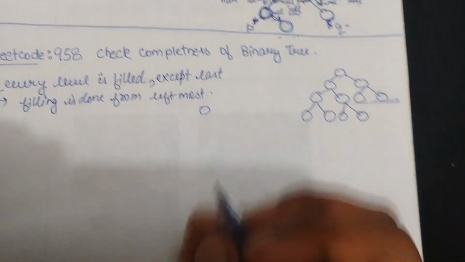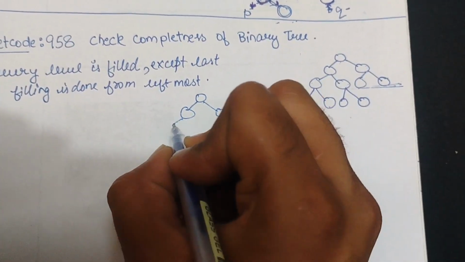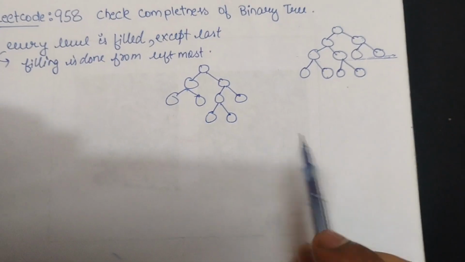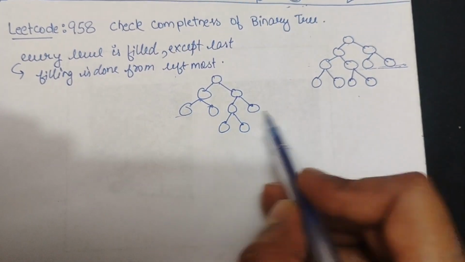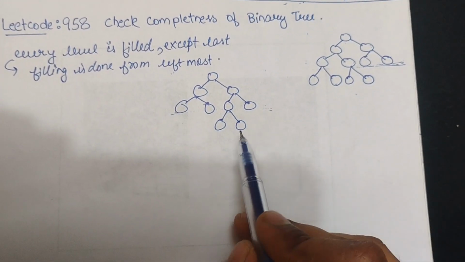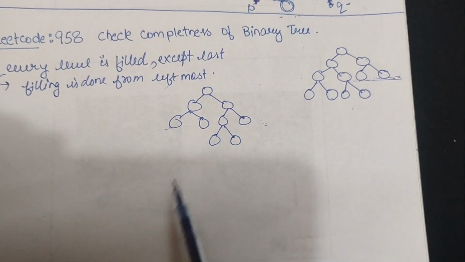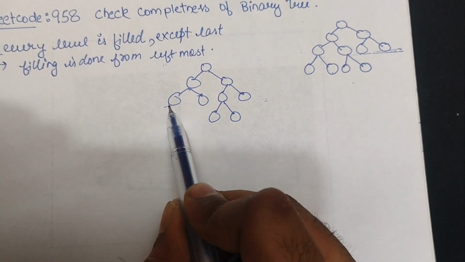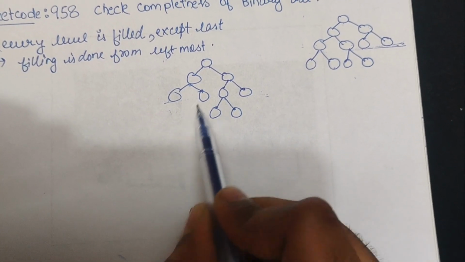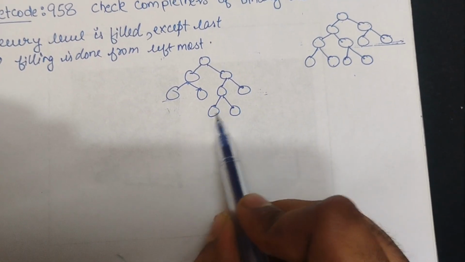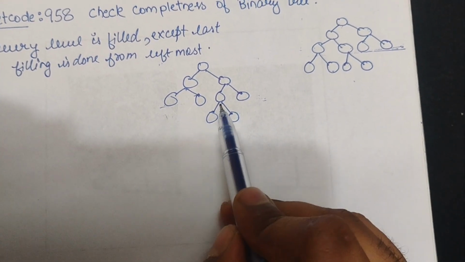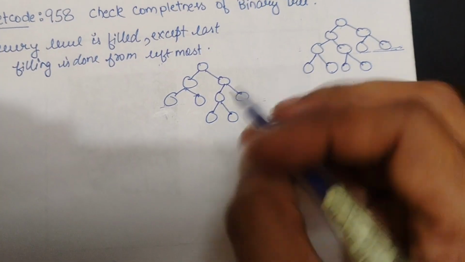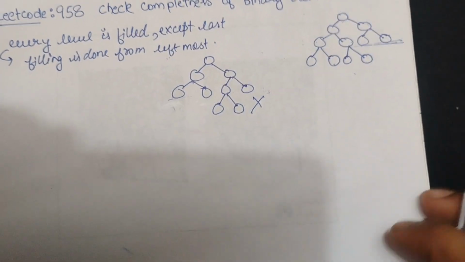I'll show you one example where the tree is not a complete binary tree. Like this example. First we'll check all the levels are filled above the last level. Yes, it is filled. But when we see the last level, the filling should be done from here. This node should have two nodes, then this node should have two nodes, and after that this node should have two nodes. But there are four nodes missing over here. So this is not a complete binary tree.